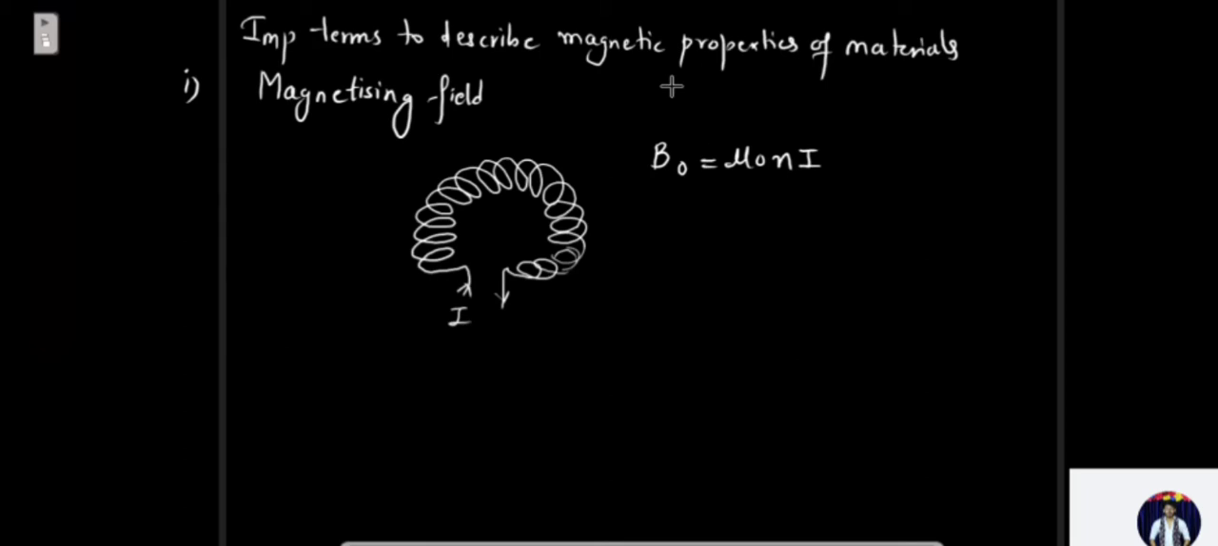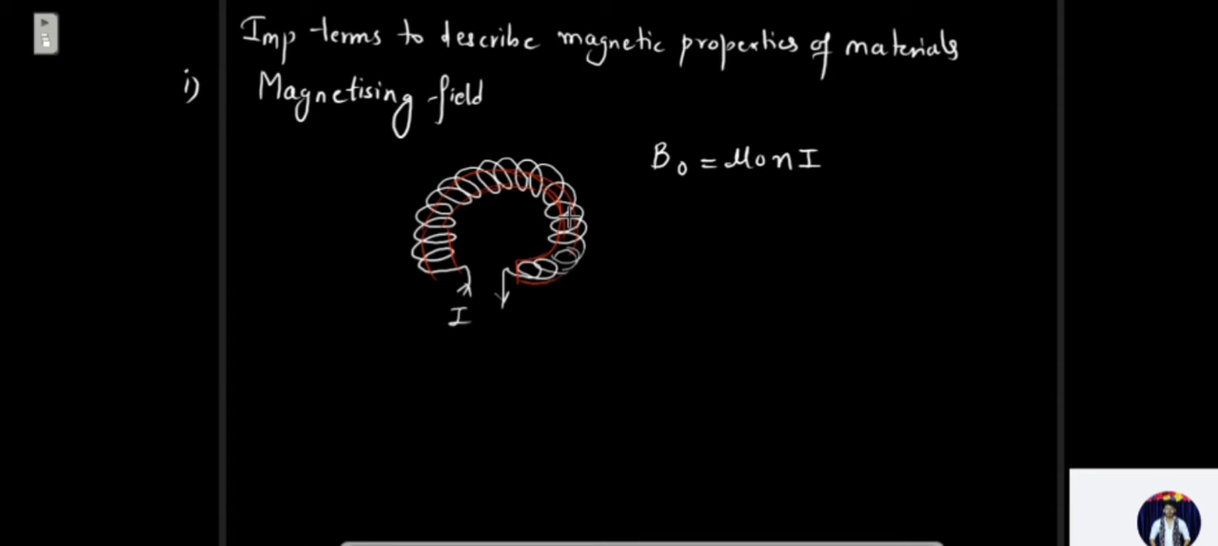So this field which is generated, if you put a soft iron core inside, so if this coil was wound over a soft iron core, what would happen? That soft iron core would magnetize. It will develop magnetic properties. Correct? It will start behaving like a magnet. So basically this field, which is responsible for generating or inducing magnetism in the magnetic material, is called the magnetizing field. This was the first one.